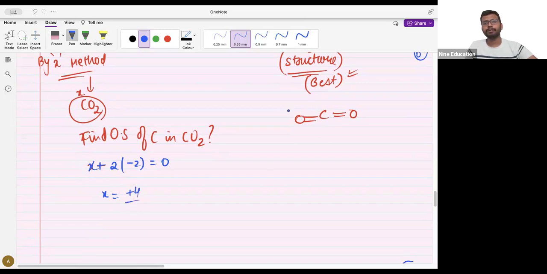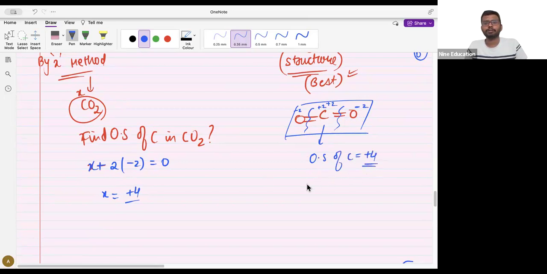है ना? Similarly with the structure also, CO2, you can break the structure also. See, if I break these two bonds, यहाँ oxygen is more electronegative than carbon, so it will become -2. If I break these two bonds, it will become -2. Carbon will become +2. Therefore, the oxidation state of carbon is +4. Simple.